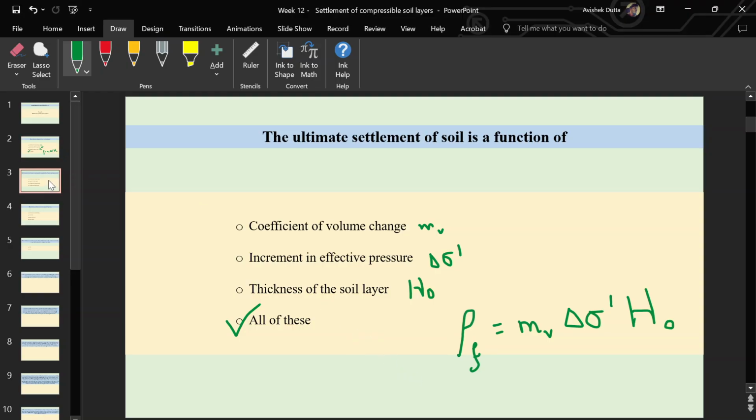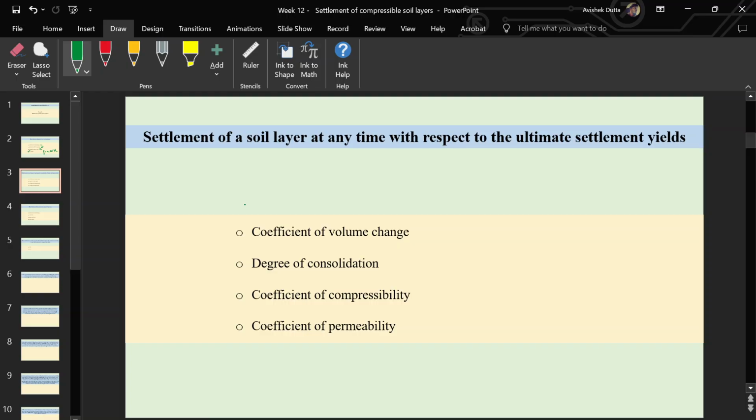Next question. Settlement of a soil layer at any time with respect to ultimate settlement yields what? Settlement of a soil layer, suppose it is rho, with respect to the ultimate settlement, if I express that in percentage, it becomes u, that is the degree of consolidation.